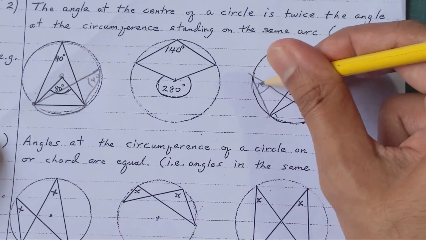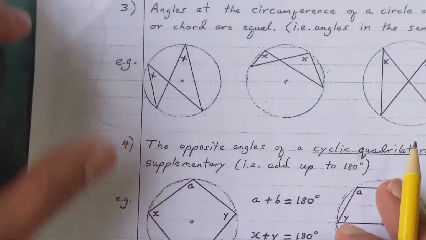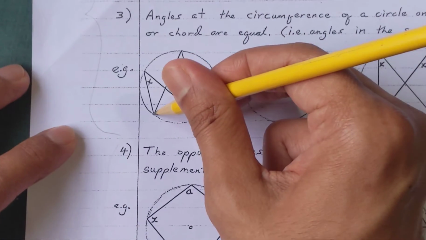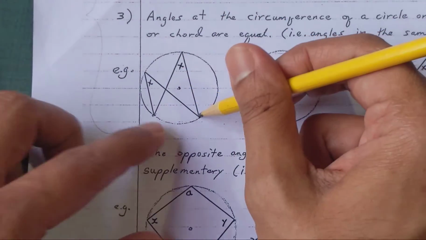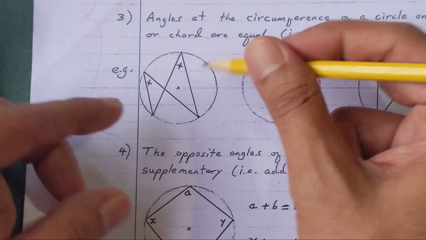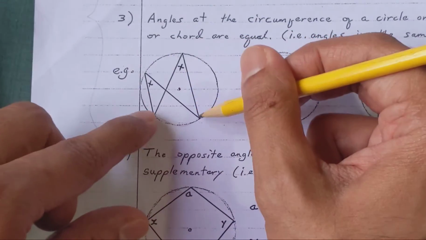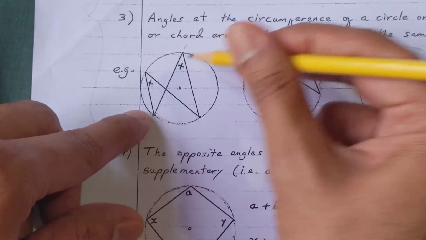You realize once they come out from the same arc or chord, all the angles on the circumference are going to be the same. And that's all this rule is saying. Once I come out from the same arc or chord, the angles on the circumference will be the same. If I went to the center, it will be twice as much as the circumference. But once it goes to the circumference and they come out from the same point, those angles will be the same.